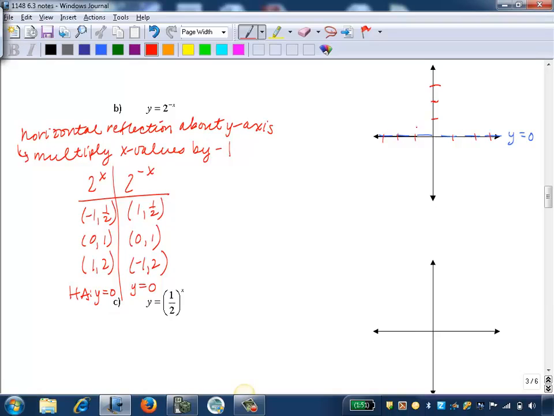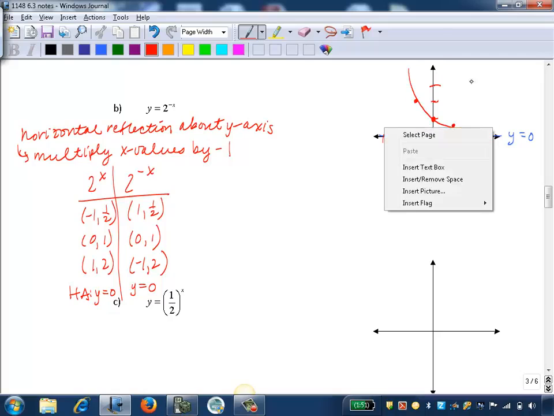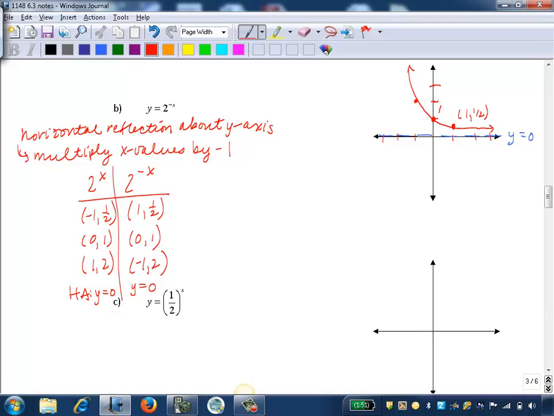So we want negative 1, 1/2, or sorry, positive 1, 1/2, 0, 1, and then negative 1, 2. If we connect these, we can see we have a decreasing ramp shape approaching that horizontal asymptote, but never crossing it. So let's label these points: 1, 1/2, 0, 1, and negative 1, 2. So we can see this is a decreasing ramp shape.